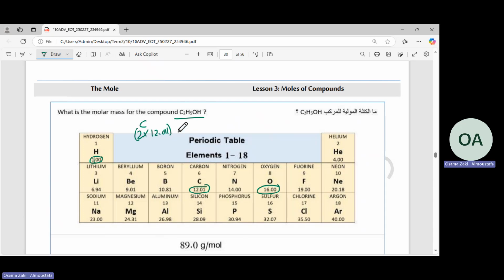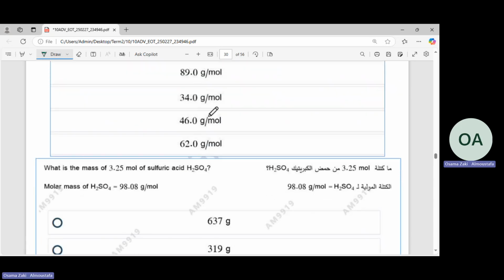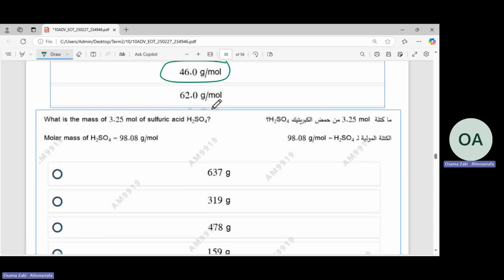12.011 plus hydrogen. Hydrogen, we have here 5 hydrogen and 1 hydrogen. So we have 6 hydrogen times 1.008, plus oxygen. What do you have here? 1 times oxygen, which is 16. Equals the answer. Then we choose. So we have 24, 30, 46. So it's about 46. Yeah, that's the correct answer.